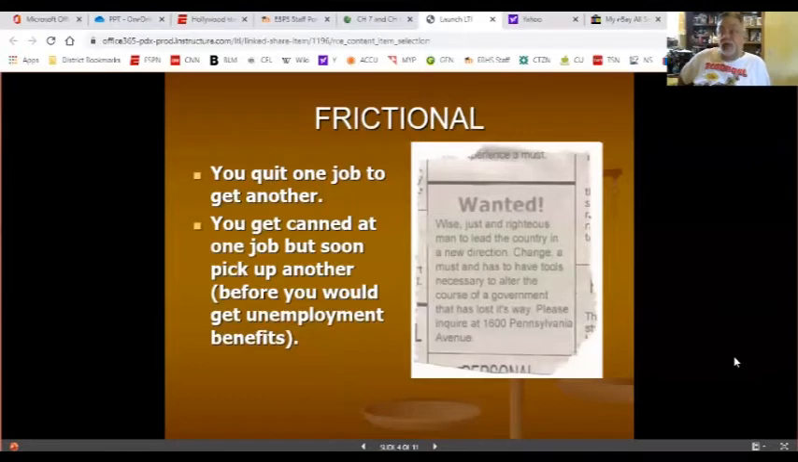All right, frictional. Frictional unemployment is a hard one to measure because it's people who are between jobs. Now, technically, you graduate college, you are now frictionally unemployed because you're between jobs. You're between that status of the protected bubble of college. Now you're out in the workforce, and boom, you need to get a job.